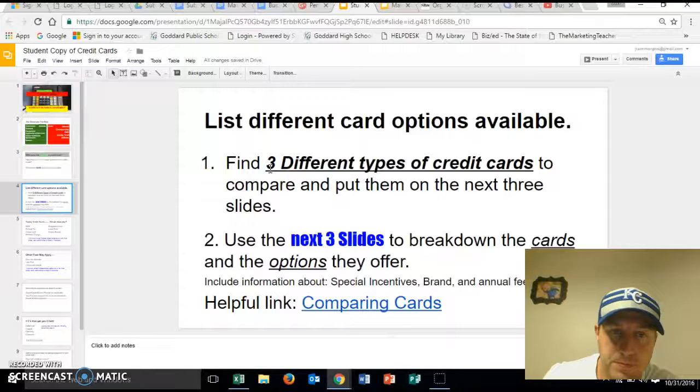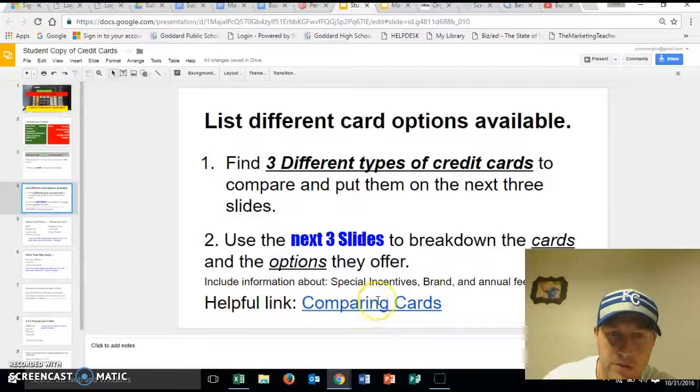After you finish that, you're going to go to the next slide, and it says list different card options available. Find 3 different types of credit cards to compare and put them on the next 3 slides. So I want a card per slide, and you're going to have to make your own new slides to do that. Include special incentives, brand, annual fees, any kind of percentage rates they give you, APRs, things like that.